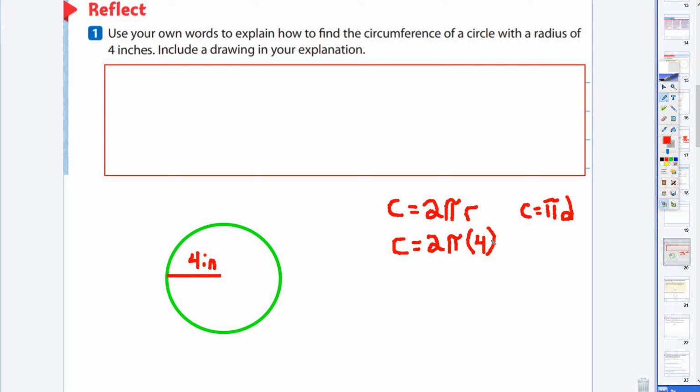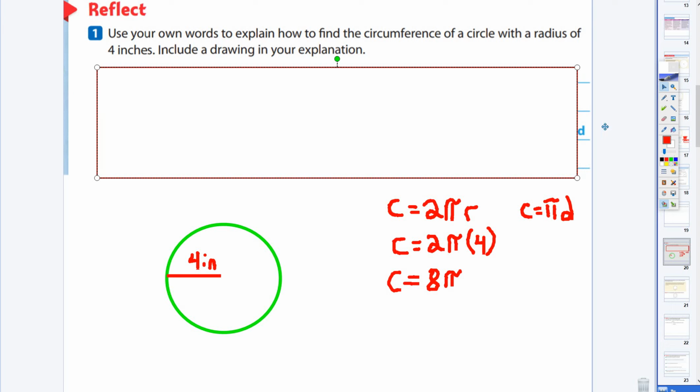Now basically we just do the math. 2 times 4 gives me 8. Right? Because of the commutative property of multiplication, we can multiply the numbers. Okay. And then you can do 8 times 3.14. And you will get 25.12. So the answer here for the circumference will be 25.12 inches. And it's about, actually, right? Because pi is about 3.14. It's an irrational number.